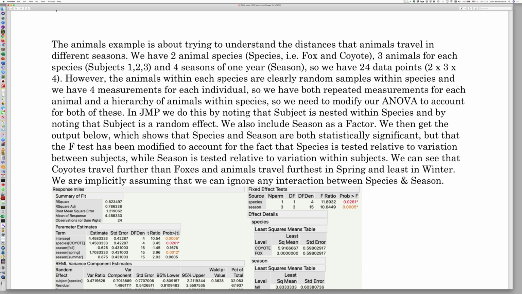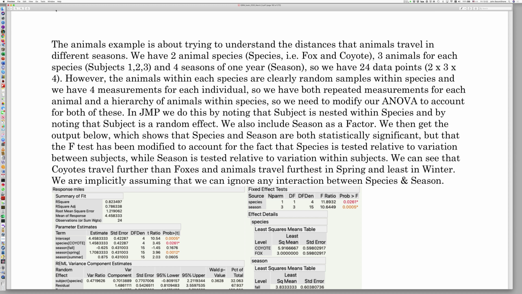Okay, so this is our animals example. This animals example is about trying to understand the distances that animals travel in different seasons. So we have 2 different animal species. That's our species variable, which is either fox or coyote. We have 3 animals for each species, subjects 1, 2, and 3, and we have 4 seasons of 1 year. So we have 24 data points, 2 species times 3 animals times 4 seasons.